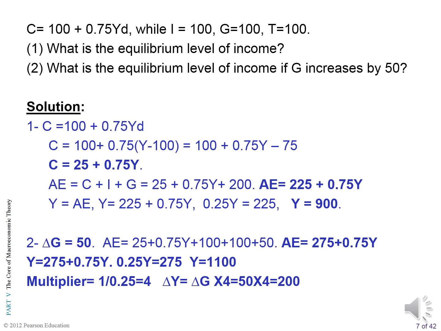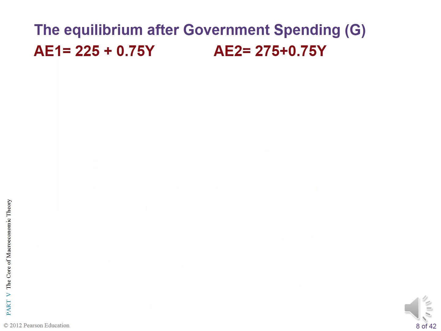Okay، عايزة أجيب بقى the new level of equilibrium، يبقى لازم أجمع 200 دول على مين؟ على الانيشال ليفل أوف equilibrium اللي هو كان 900، فيطلع لي 1100. Easy. طيب، the equilibrium after government spending، أنا عايزة بقى أرسم الكلام ده.